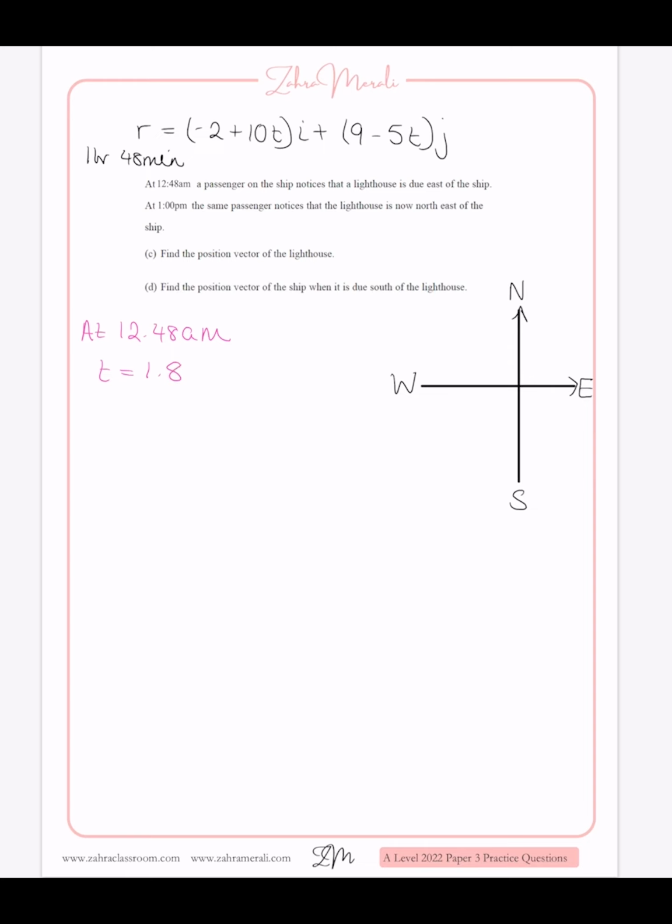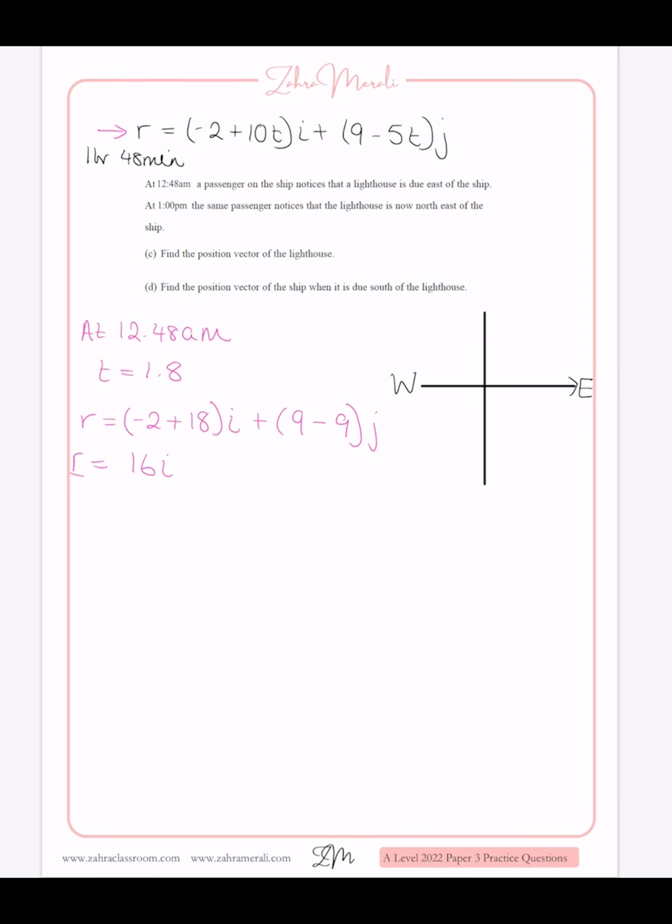If we substitute that into here, we're going to get r equals minus 2 plus 10 times 1.8, so 16i, plus 9 minus 5 times 1.8, which is going to give you 0j. So you're going to get 16i, and the j's disappear, which makes logical sense because we're expecting it to be to the east of us. So let's take this line here and shift it a bit so you can actually see what I'm drawing.